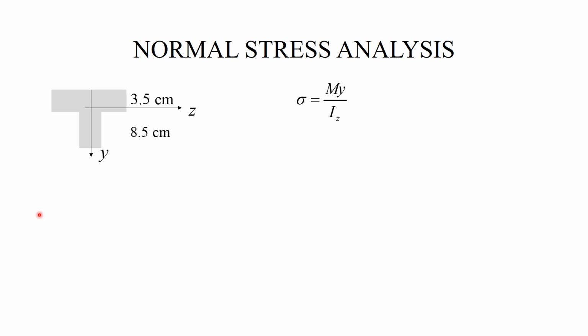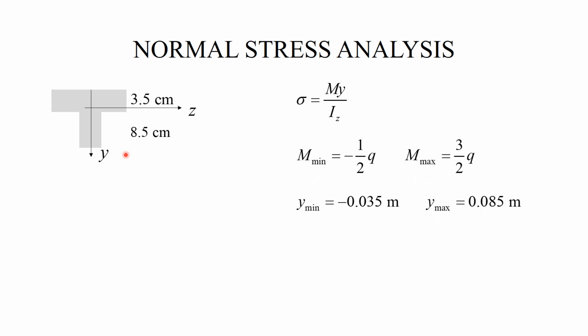Now we're in a position to calculate normal stresses in the cross section. We use the standard formula, and now we would like to redraw the cross section, emphasizing the distance from the neutral axis to the top and to the bottom of the cross section. These really become the critical dimensions now.